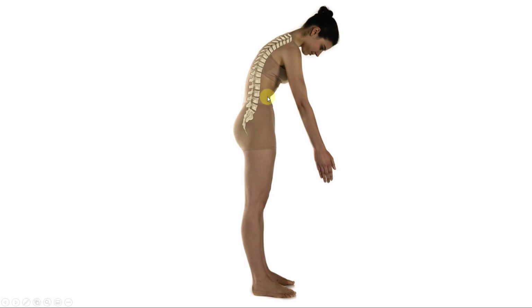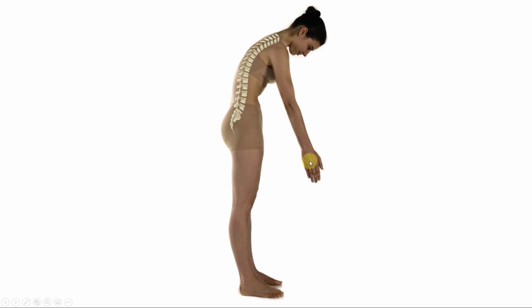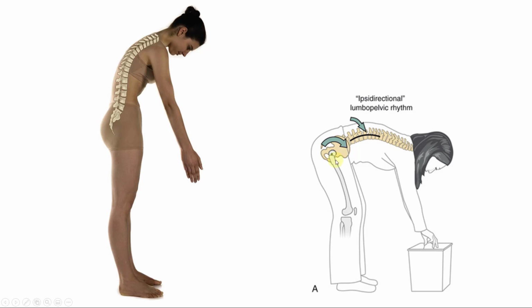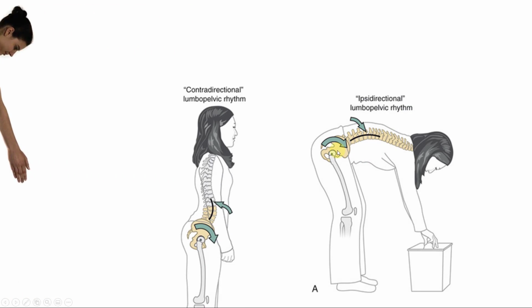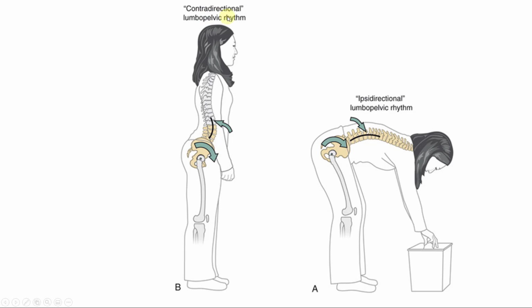So in this next slide, we're looking at just thoracolumbar spinal flexion. But if we did that, we would not be able to get to the ground. In order for us to reach the ground, we'd have to do some level of thoracolumbar flexion and some hip flexion as well. Since this is open chain, the pelvis and upper body are moving in the same direction. This is ipsidirectional lumbo-pelvic rhythm. In a relatively closed chain, you'll have contradirectional lumbo-pelvic rhythm, which is what we look at when we're looking at standing posture, trying to keep this fixed.